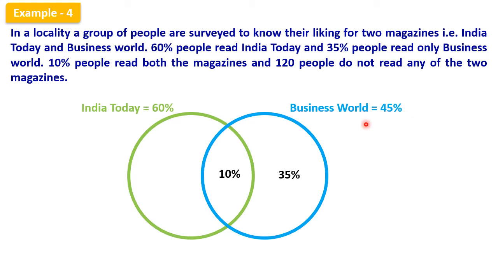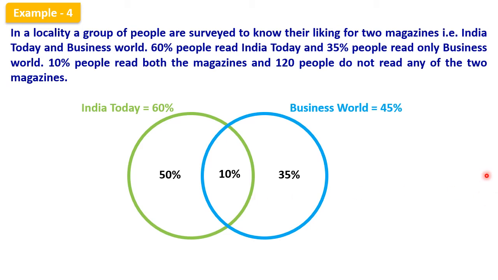So Business World का total count हो जाता है 10 plus 35, that is equal to 45%, which I am writing here. And India Today only will be 50%, as the total India Today is 60%. So only India Today magazine पढ़ने वाले रह गए 50%, जिसमें से 10% already यहाँ आ चुके हैं. So if we take the total inside the Venn diagram of percentage, that is 50 plus 10, 60 plus 35, that is equal to 95% of the people read something, either India Today or Business World, or might be both.